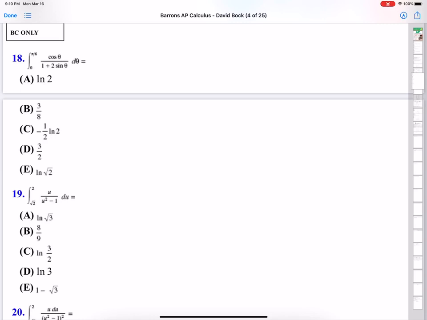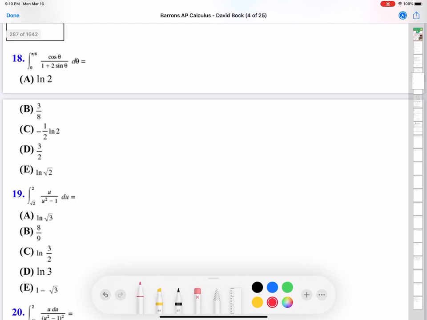Let's go. Number 18, integral from 0 to pi over 6 of cosine theta over 1 plus 2 sine theta. It's a u substitution. Which part is going to be u? 1 plus 2 sine theta. That part is u. Then I change this equation to integral cosine theta over u, because I let the denominator part be u, and then change d theta to du.